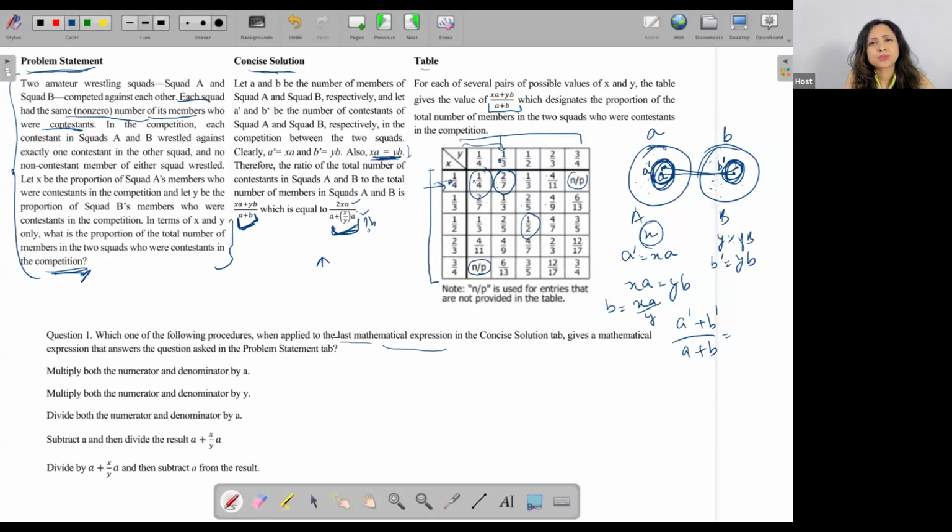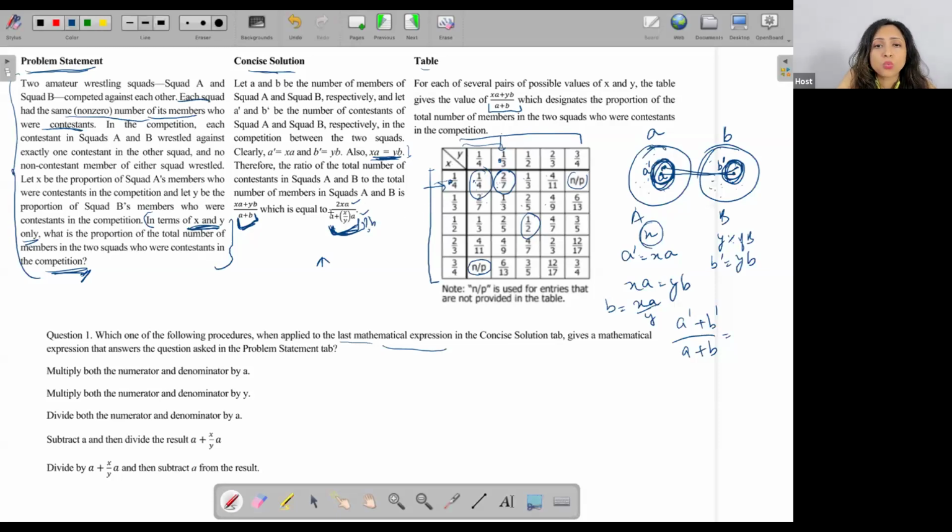Okay, so, from what we could see, the answer was pretty much there, but let's read exactly what the question wanted. It said, in terms of X and Y only, what is the proportion of the total number of members in the two squads who were contestants in the competition? So the point was that they wanted the answer in terms of X and Y only. So let's look at what we have got. We saw the procedure, we went through the entire solution and we said that it all sounds good and there's no error over here.